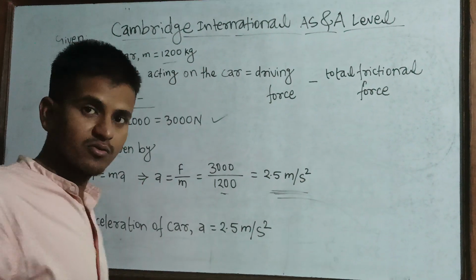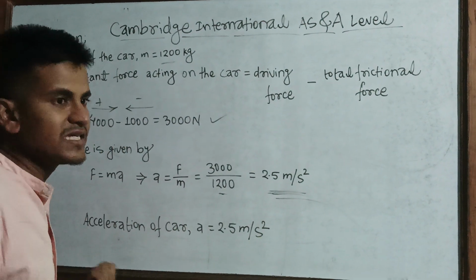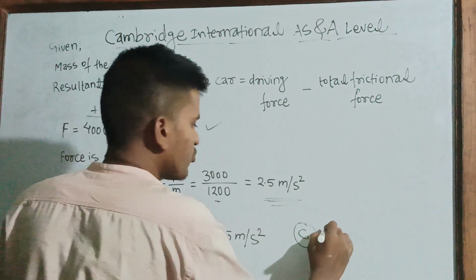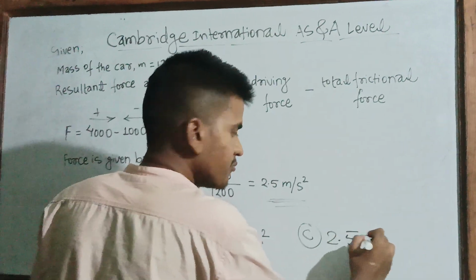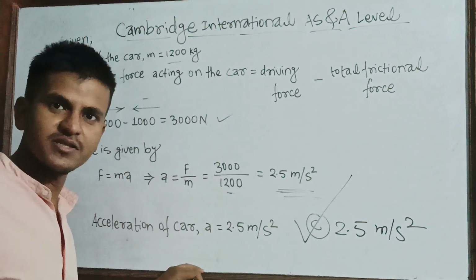Go back to the options and you will see our option is C, and 2.5 meter per second square is the right answer.